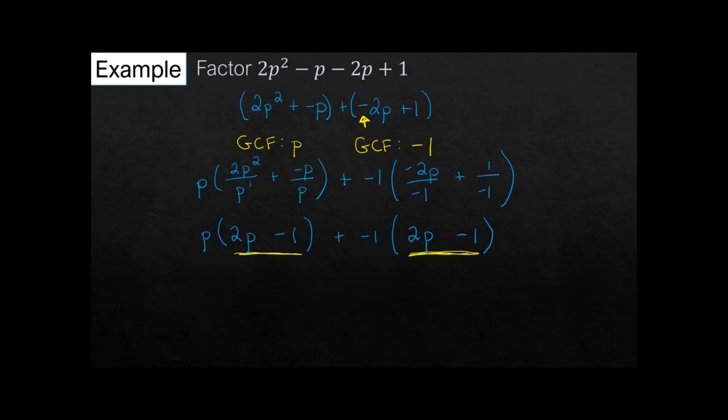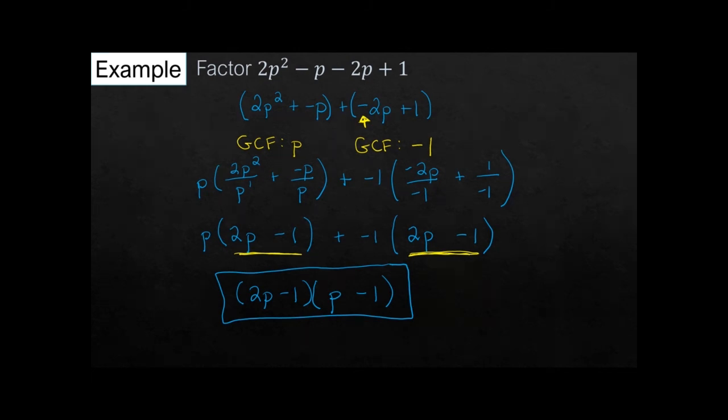So now from here, what is in parentheses, that is your first factor, 2p plus 1. And then what's in front of each parenthesis is your second one, p minus 1. And that is your final answer.